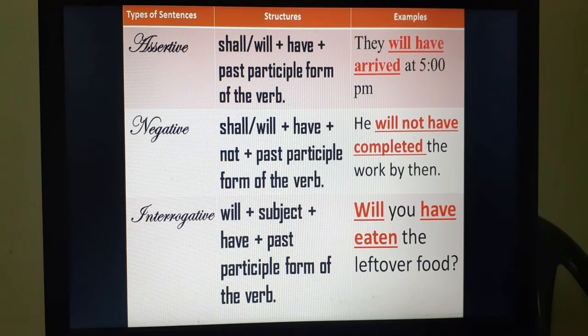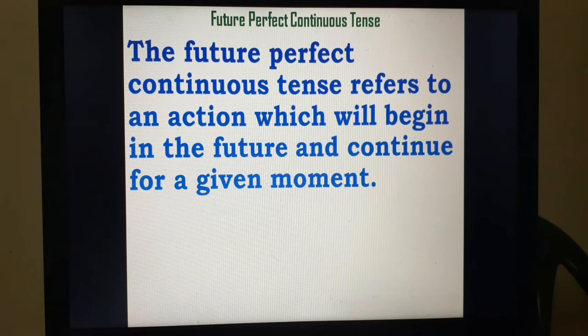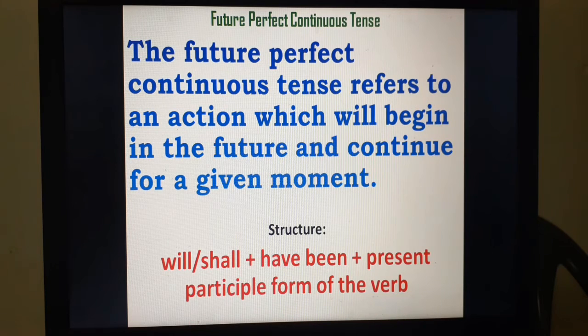Let's move on to future perfect continuous tense. The future perfect continuous tense refers to an action which will begin in the future and continue for a given moment. Here goes the structure. Will or shall plus have been plus the present participle form of the verb.